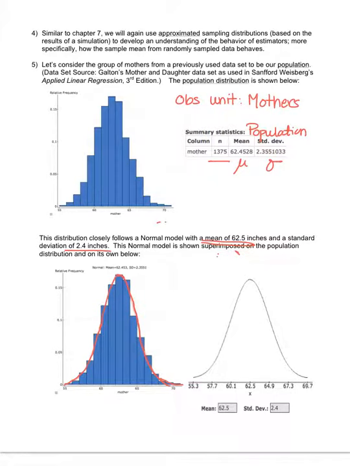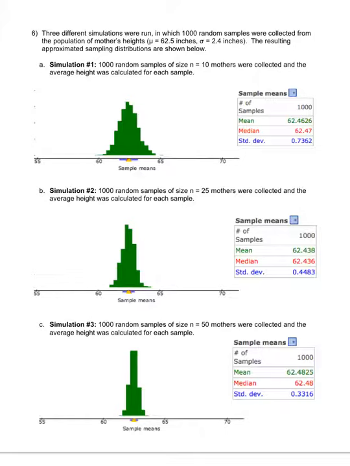Now let's talk about the simulation that I'm going to do. So we're actually going to run 3 separate simulations, and in each of them we're going to look at 1,000 samples in each simulation. So the first simulation, so I'm right here looking at simulation number 1, we're going to have 1,000 samples of n equals 10. Okay, so the sample size in each sample is 10. So 10 mothers were collected, and the average height of those 10 was calculated for each sample.